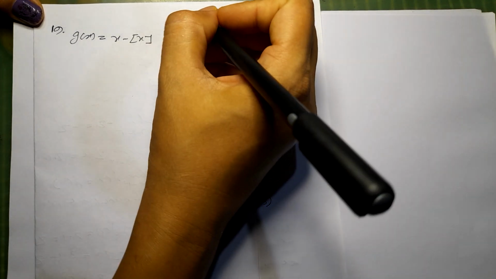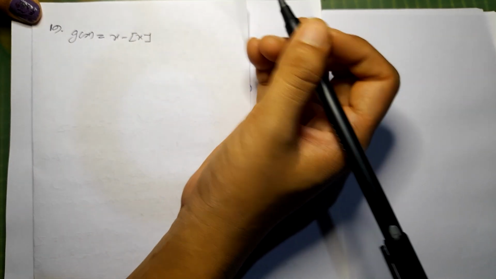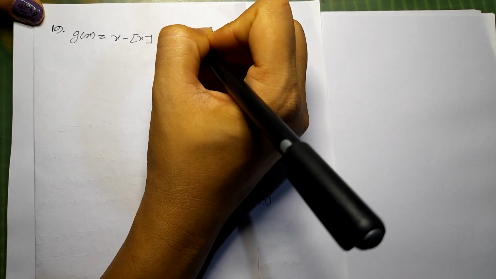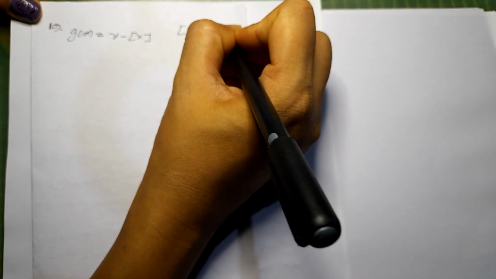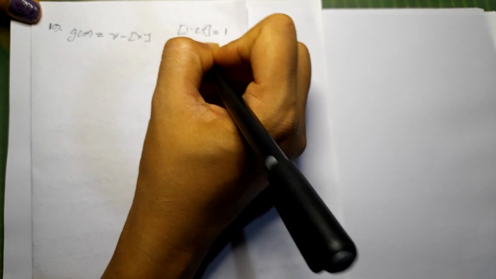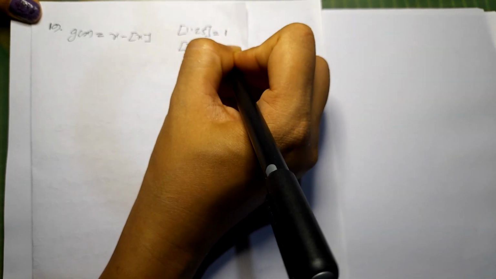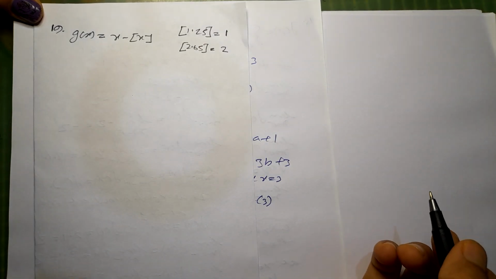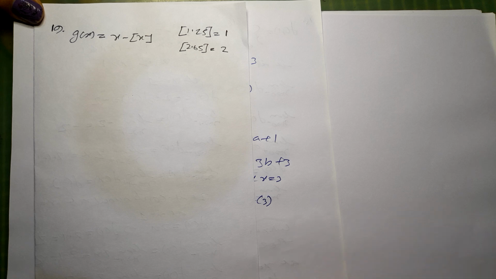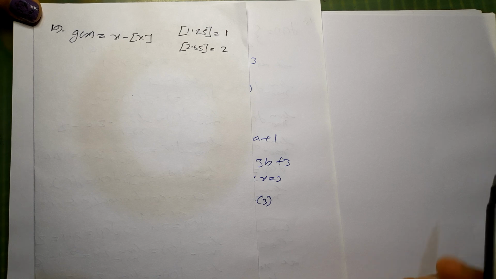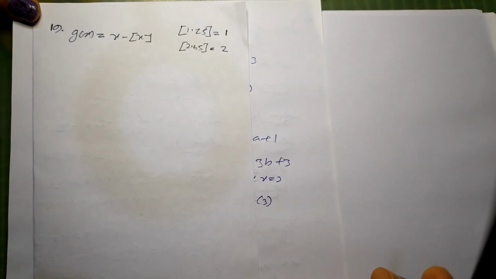this is the symbol of the greatest integer. The greatest integer of 1.25 will give the integer 1. If it is 2.65, it will give 2. This is the greatest integer: it gives only the integer, not the other numbers. After the decimal, that part is eliminated. That is called the greatest integer.